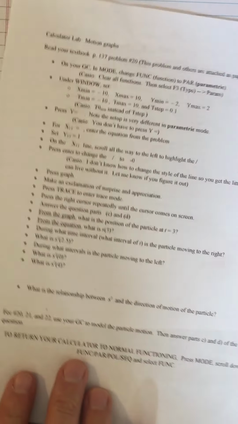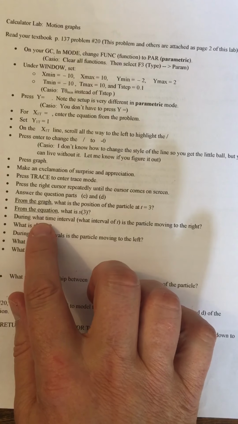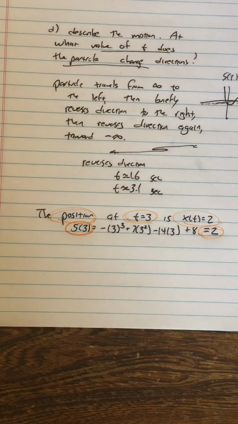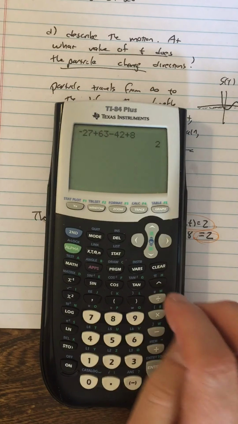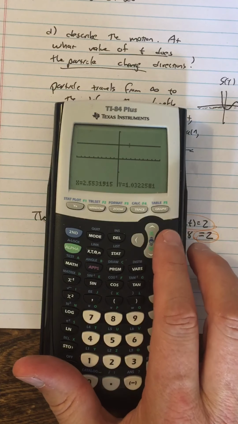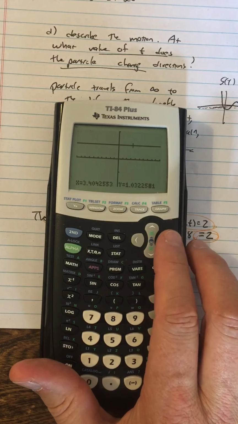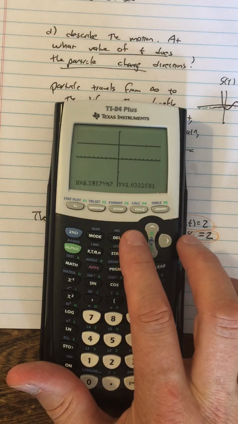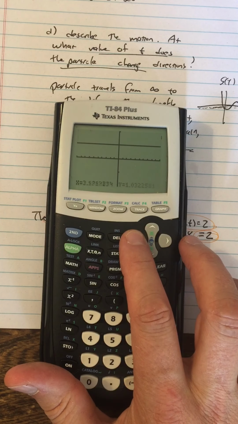Let's see what it says next. It says, during what time interval is the particle moving to the right? Okay, so if I look at that graph of motion again, so during what time interval is it moving to the right? Well, let's see. Here it is, I'm going forward in time. I want to go backward in time.